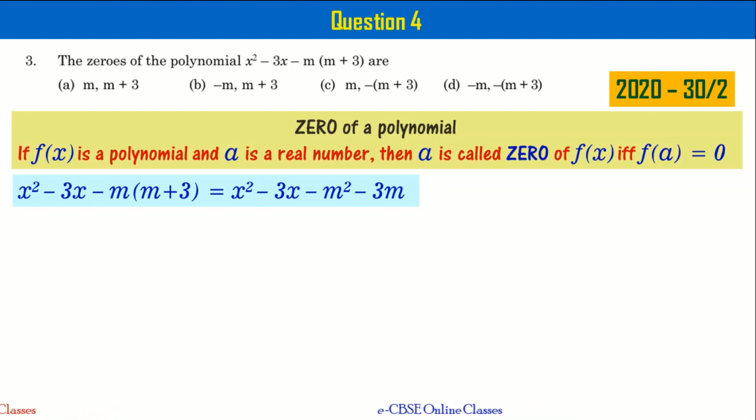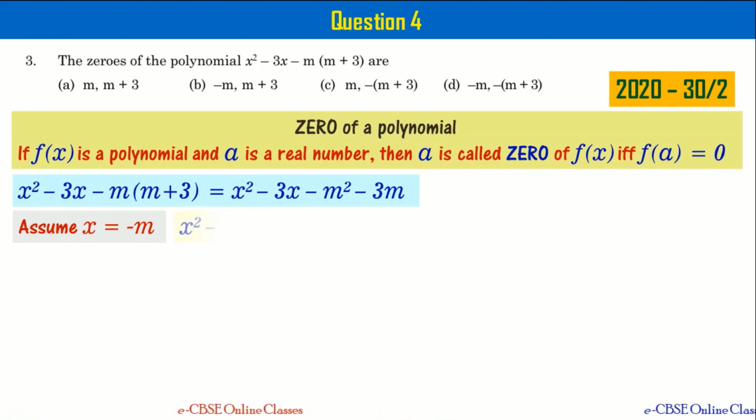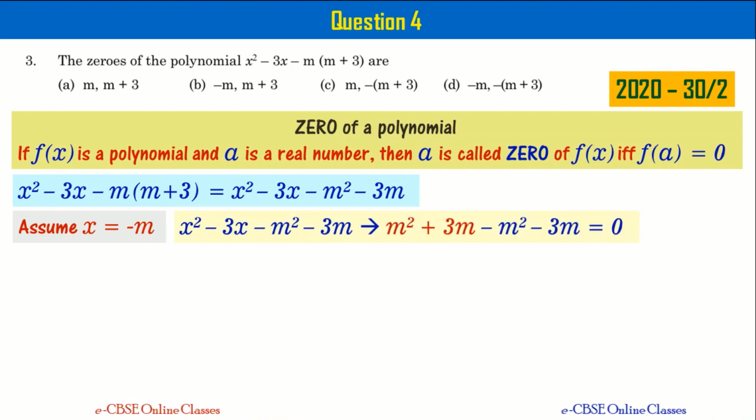Let me rewrite this expression as x square minus 3x minus m square minus 3m. When you look at this expression, what you feel is, if I use x equals minus m, I may get the value of the expression as 0. Let me try that out. Let's assume that x equals minus m and substitute that for x in the given equation. So you get m square plus 3m minus m square minus 3m. When you simplify it, you get the answer as 0. It means that x equals minus m is one of the zeros.